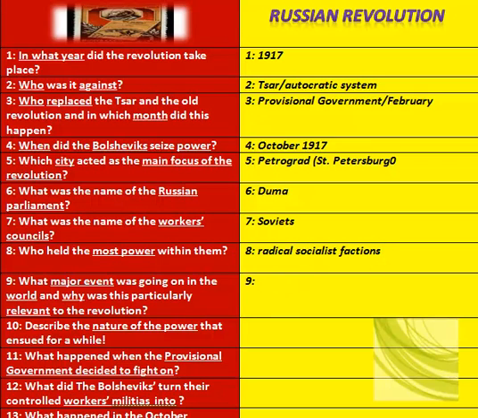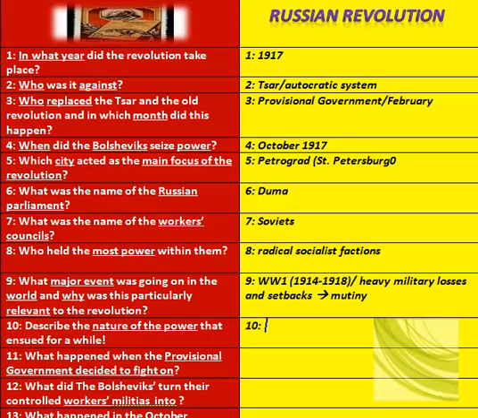Number nine, here we go. What major event was going on in the world at that time, and why was this particularly relevant to the revolution? Well, World War I, which broke out in 1914 and went on till 1918, and it was particularly relevant because of the heavy military setbacks and losses, which led to mutinies, and even collaboration with the enemy. Fraternization, that's a good word.